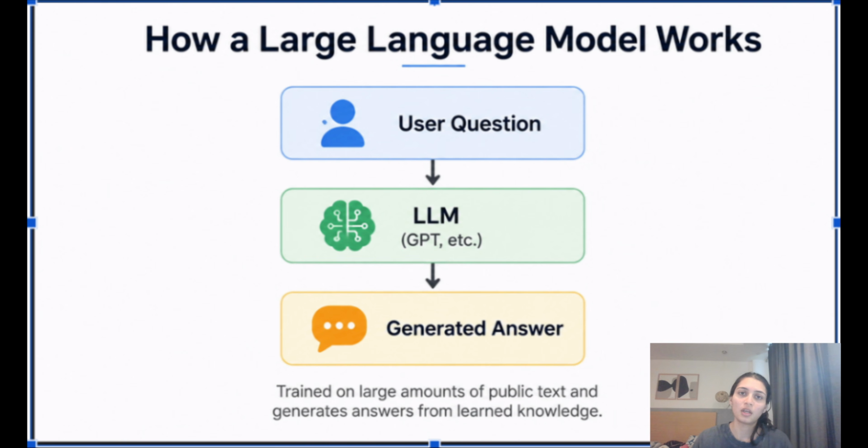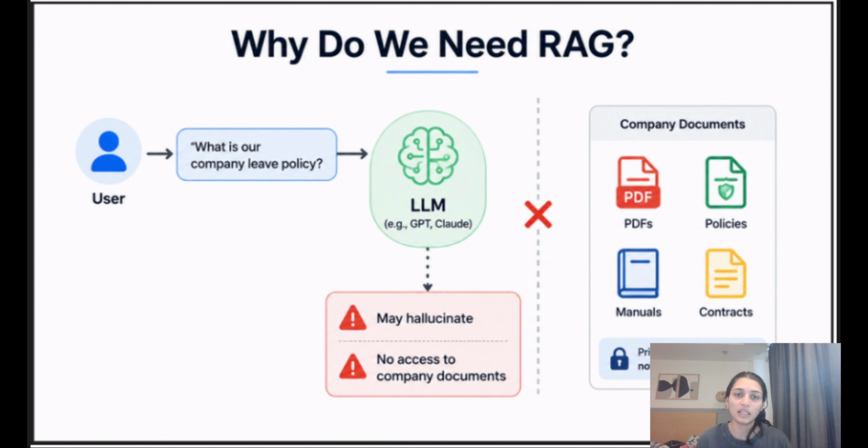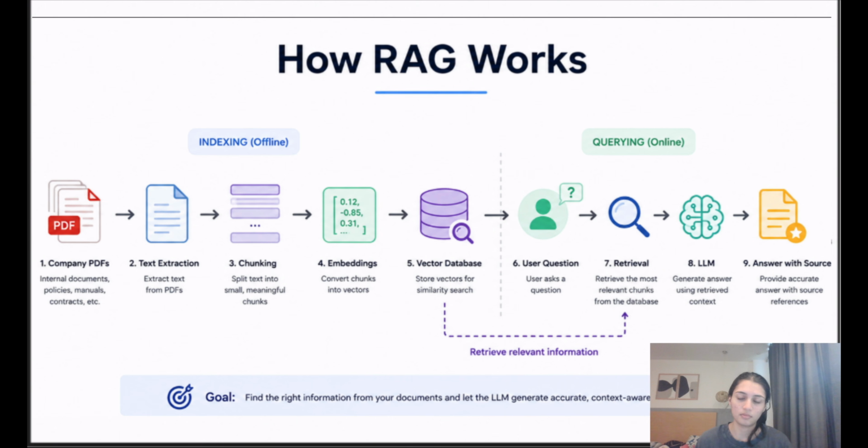Why do we need RAG? We all know what ChatGPT is. We have all used it, it's also an LLM, a large language model. How it works: the user asks a question, it goes to the LLM, ChatGPT, and it generates an answer. It is very good for public data, because it is trained on public text and generates answers from learned knowledge. But what if you ask questions like, what is the company leave policy, or what is the company termination policy? It might hallucinate, or it may say that it does not have access to the company documents or your private files.